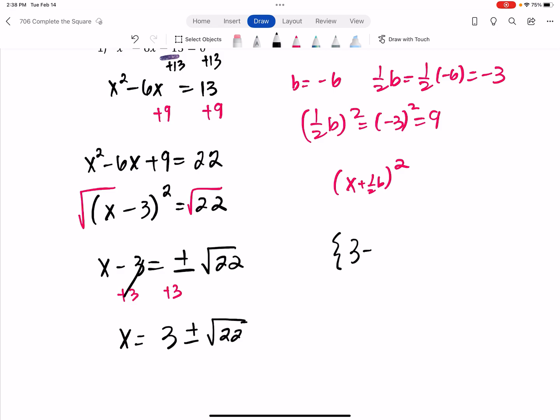So my solution set looks like 3 plus the square root of 22, and 3 minus the square root of 22.